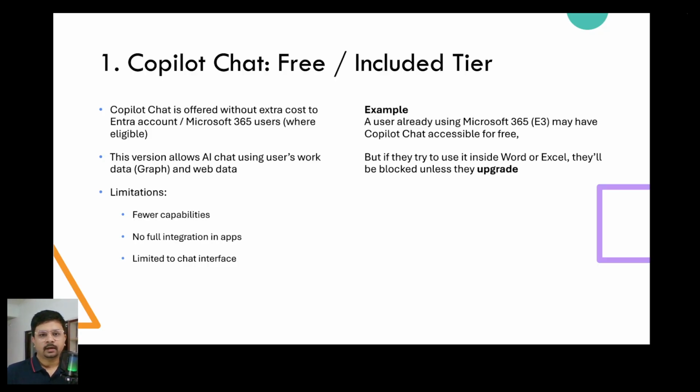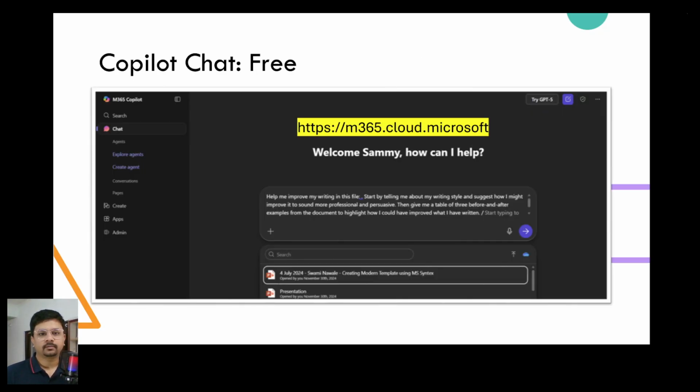So let's say you just want to use Copilot for referencing your document, you want to summarize it, or you want to draft an email; those are the simple things you can do here. But if you want more advanced access, you must have the Microsoft 365 Copilot license.